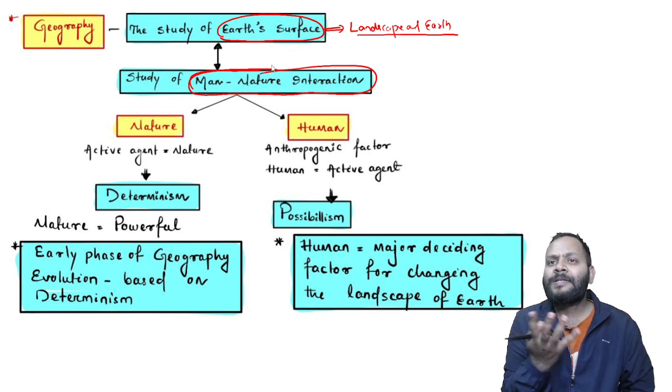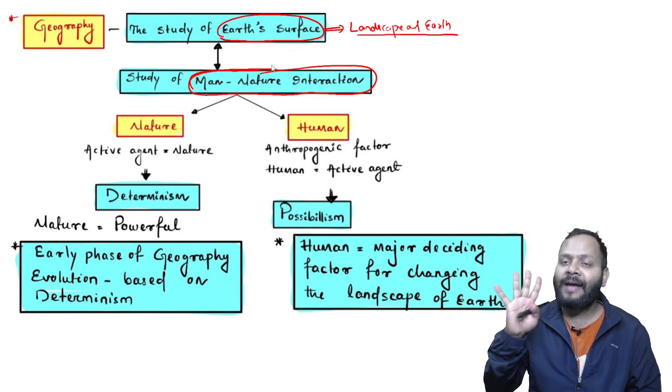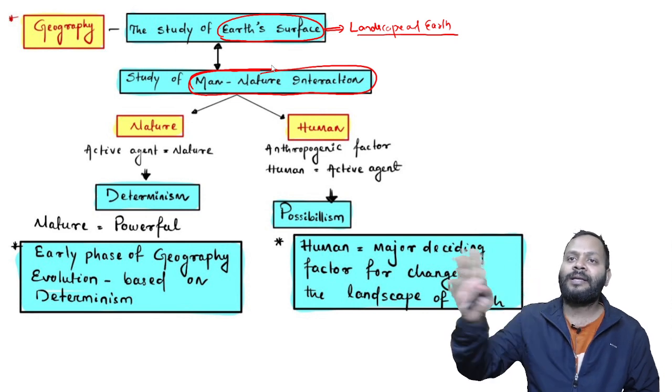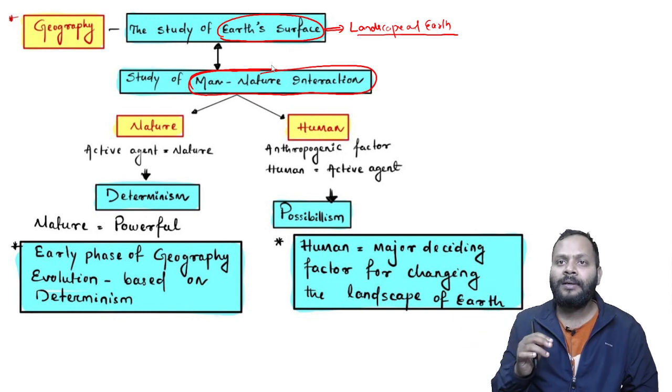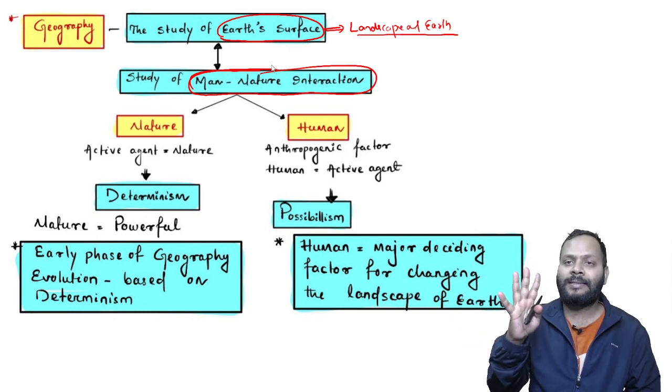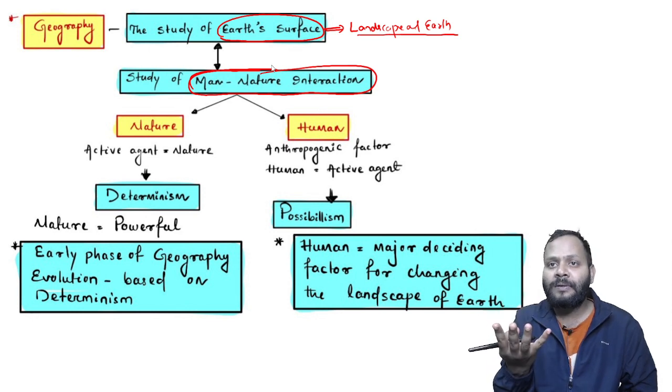Now, who is powerful? There is a question, who is powerful? Can I have a different opinion? Someone is saying that nature is powerful. Someone is saying that humans are powerful. Can I have a different opinion? Yes, I may have a different opinion based on my observation.